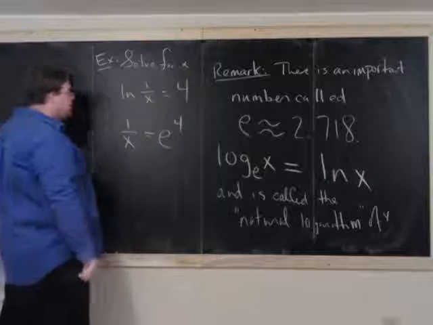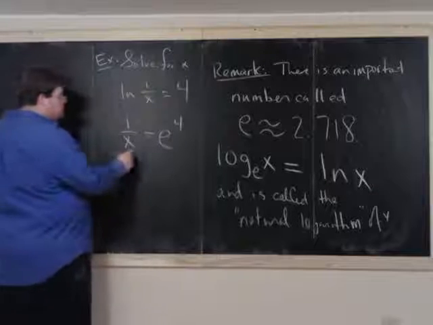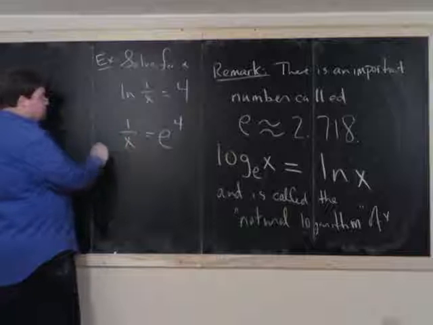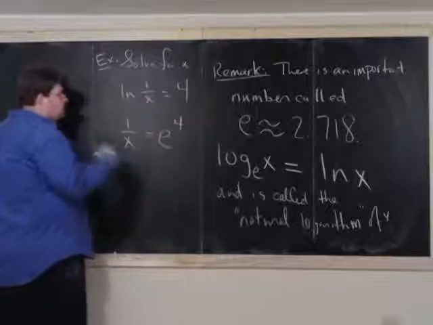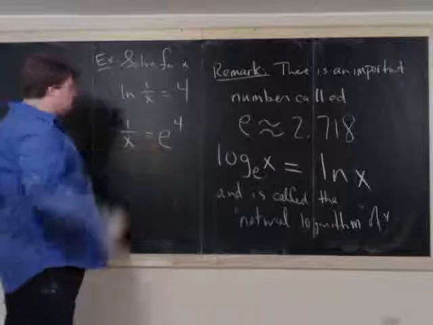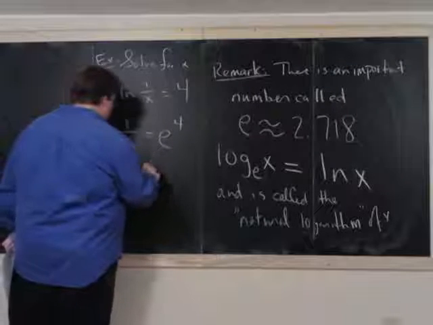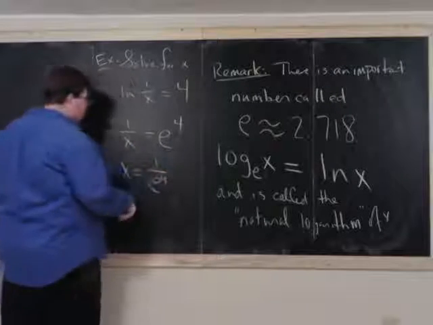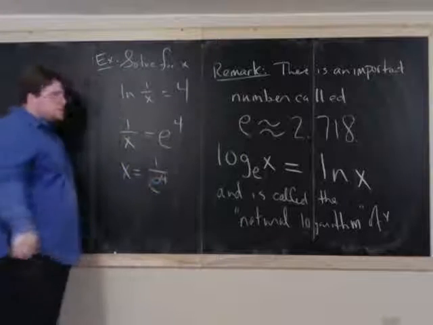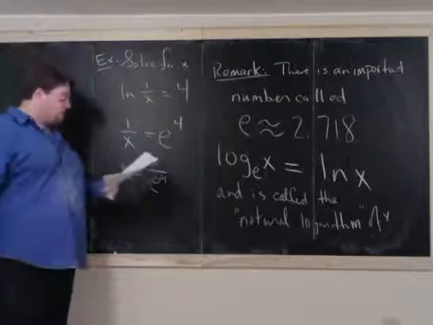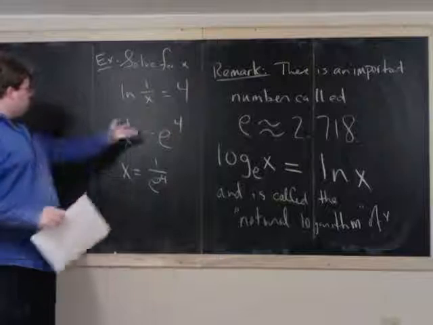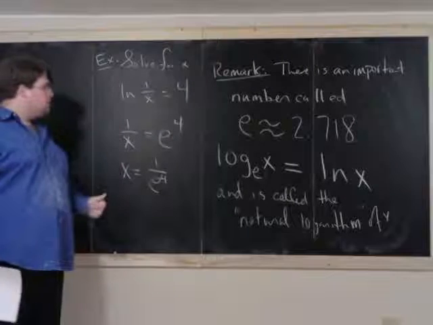And now we want to solve this for x. Well, how would you solve it for x? I would multiply both sides by x, divide by e. In other words, just flip both sides around. And you get x equals 1 over e to the 4th. Which, if you wanted, you could write as e to the negative 4th. I'll just leave it as 1 over e to the 4th because this shows both sides flipping around.